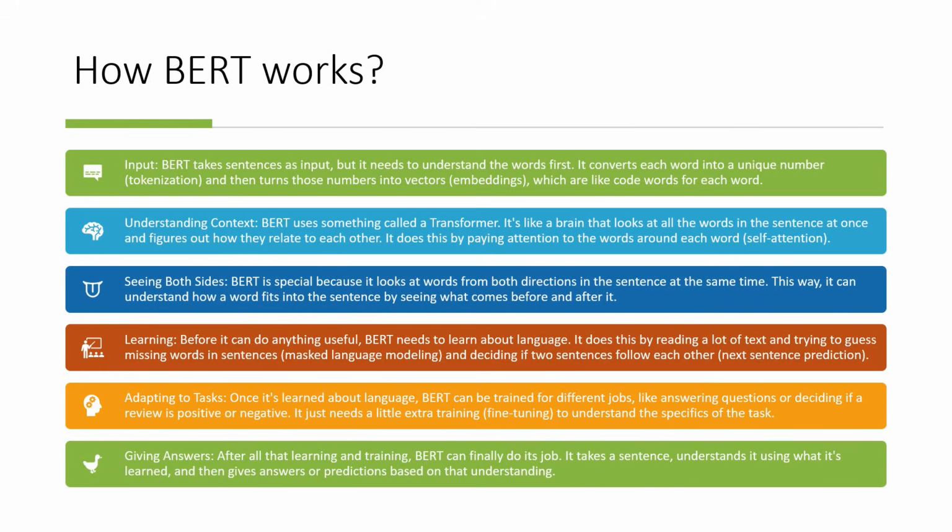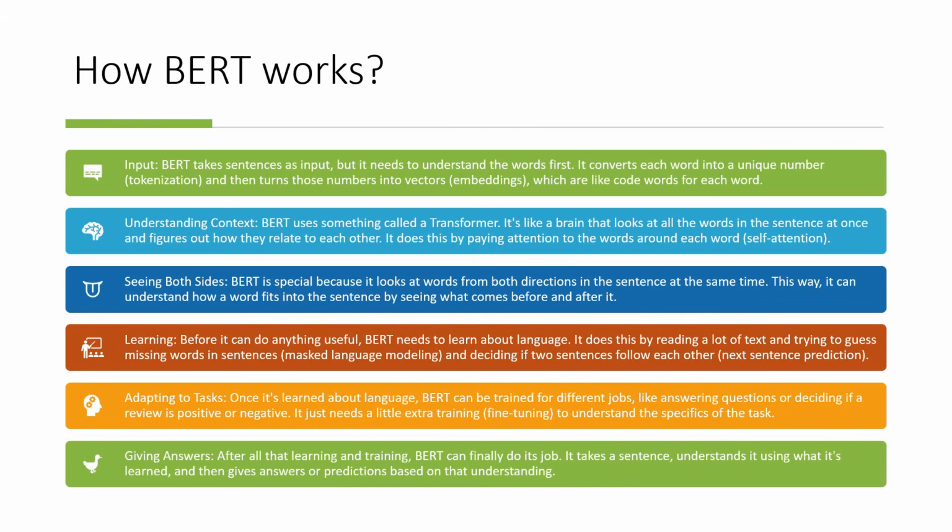And then adapting to tasks happens. Once it has learned about the language, BERT can be trained for different jobs like answering questions or deciding if a review is positive or negative. It just needs a little bit of extra training that is called fine tuning, and it can understand and can help you out with the proper results.